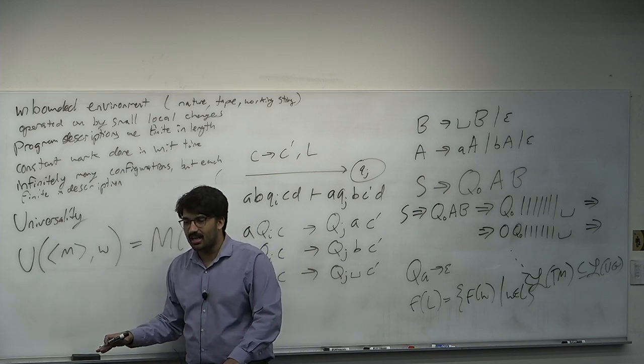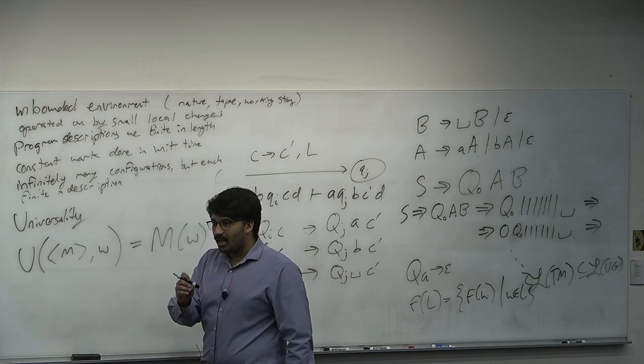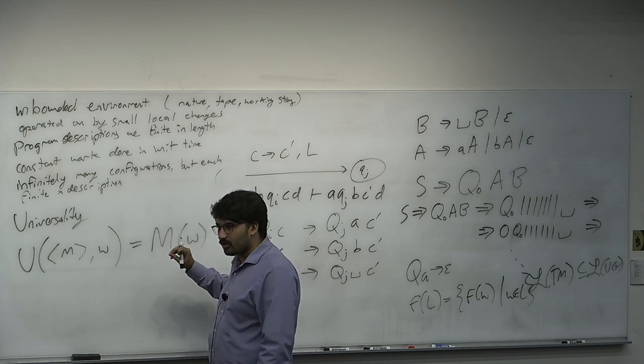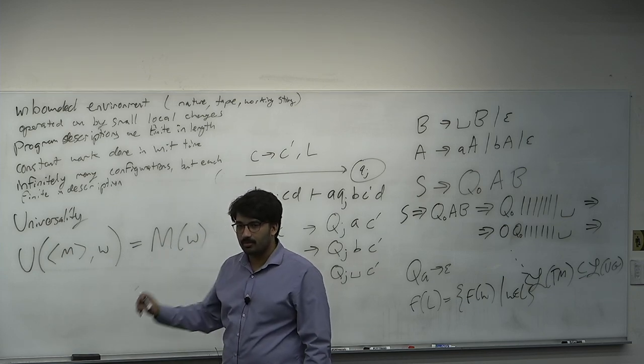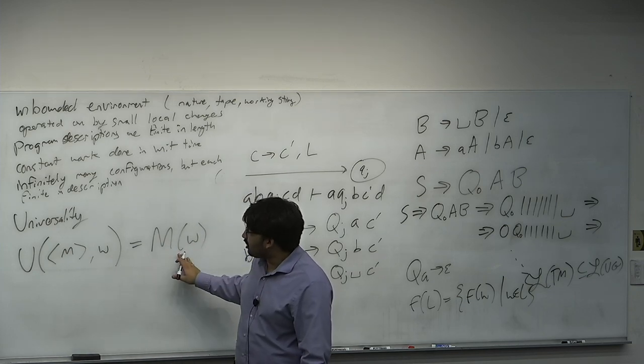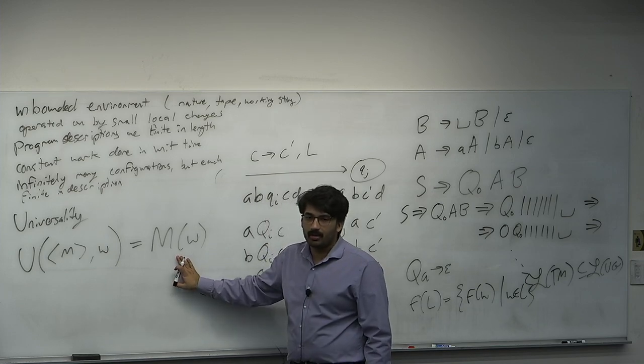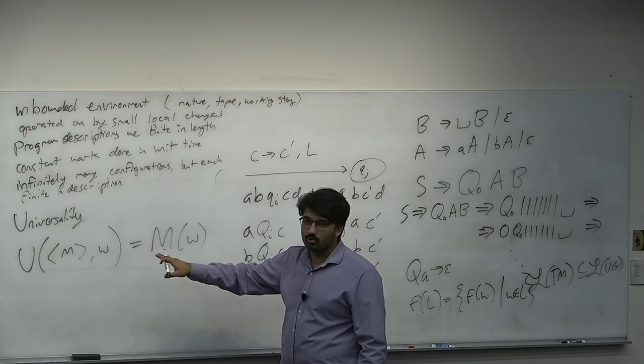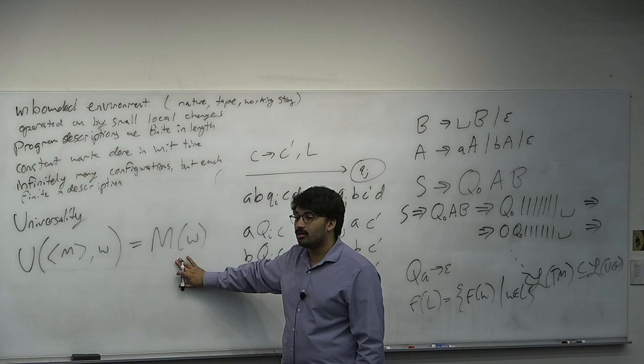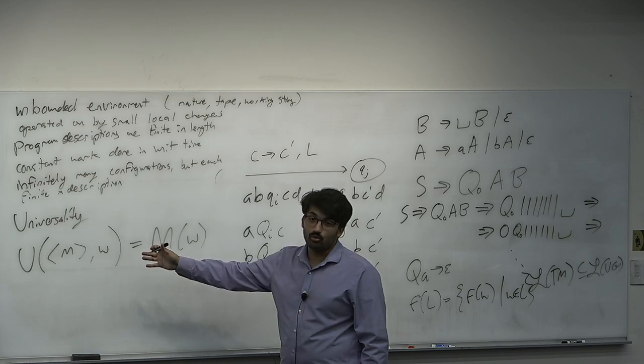It has on its tape the code of M and a word W, and it'll go read the transition function of M. It'll go over here, it'll write something on its tape. It'll read the transition function of M, go over here, write something on its tape. And it does so to simulate whatever M does. So if M accepts, you will accept. If M rejects, you will reject. If M loops, you will loop, right?